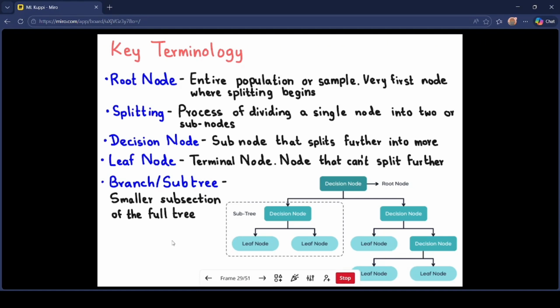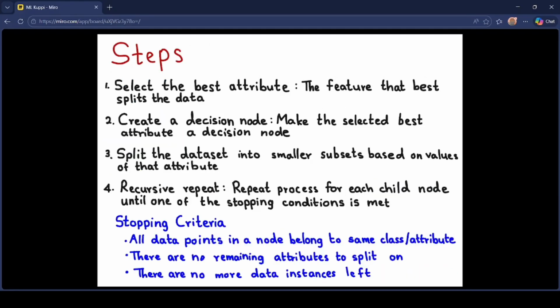And then we have a branch or a subtree. So if we take a smaller subsection of the fuller tree, from the big tree, we are going to take a small subsection starting from a decision node, and this can be named as a subtree or as a branch from our decision tree. So now let's take a look at how we are going to use the decision tree, the steps.